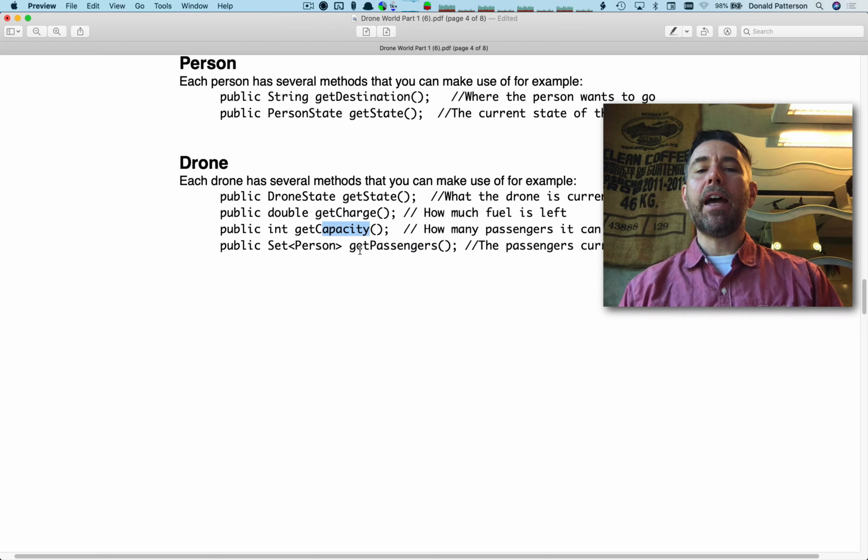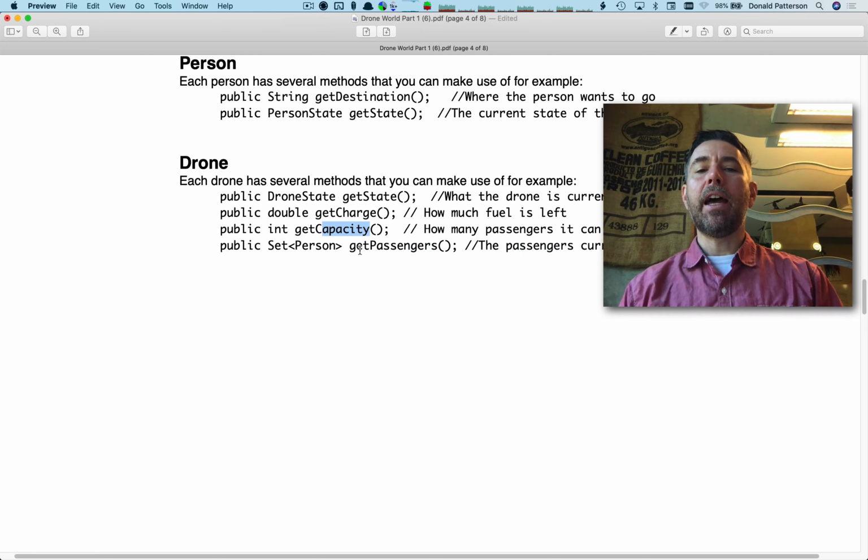The drone states, this is going through what I described as well. You can look at it again. The person states: people can be waiting to get on, they can be embarking, they can be in a drone, they can be disembarking, they can have arrived, they can be dying, they can be dead, and they can be quarantined. You don't get points for dead passengers.